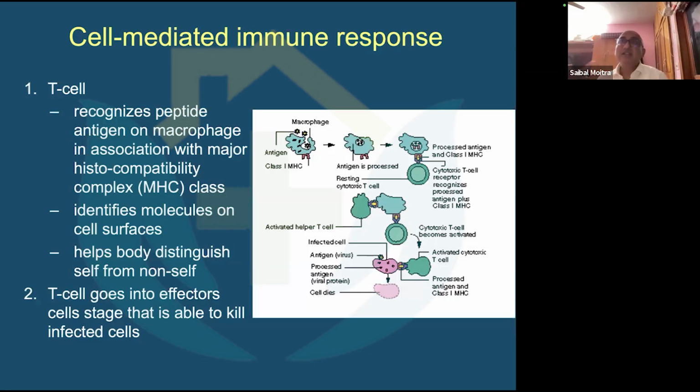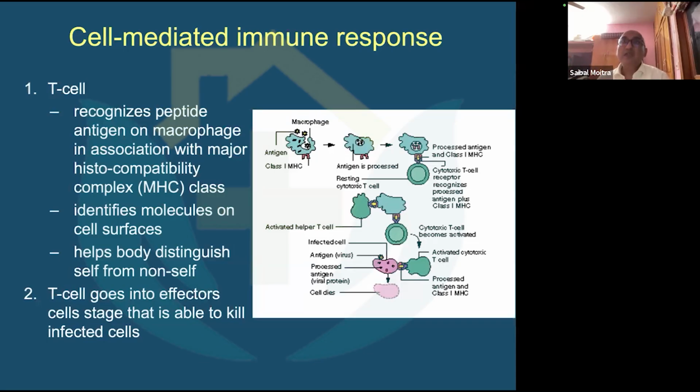If the cytokine signal is interleukin 12, then the naive T cell becomes a T helper 1. If the cytokine signal is interleukin 4, then the naive T cell becomes a Th2 cell. If the cytokine signal is TGF beta or interleukin 10, then the naive T cell becomes a Treg cell. So this is how it happens. Once this naive T cell has become a T helper cell of a particular phenotype, it releases its signature cytokines.